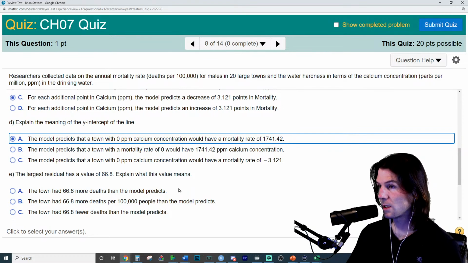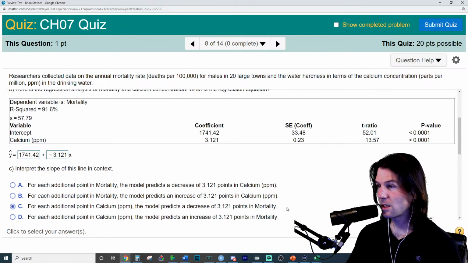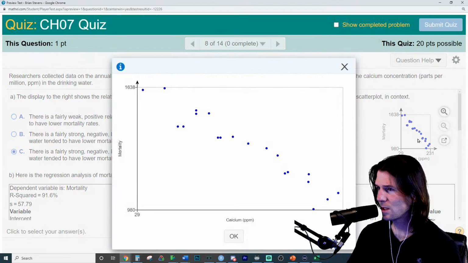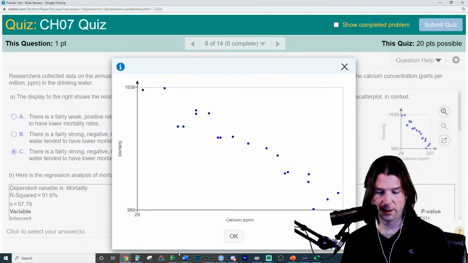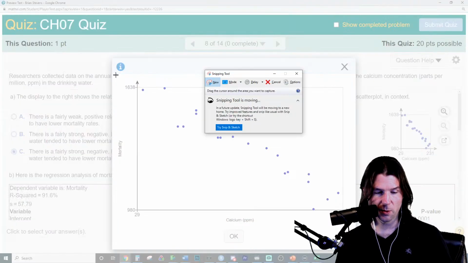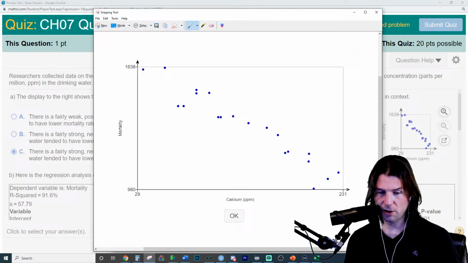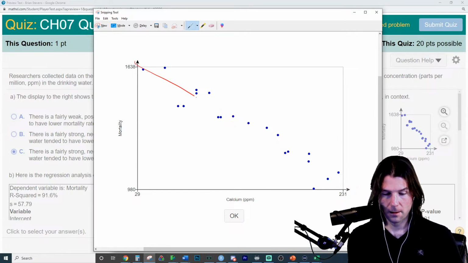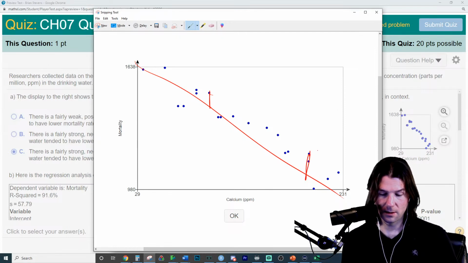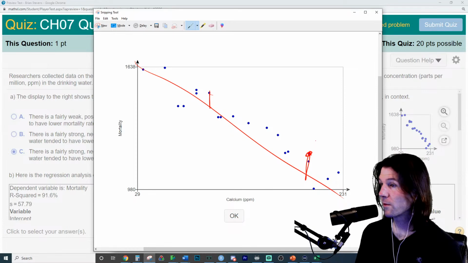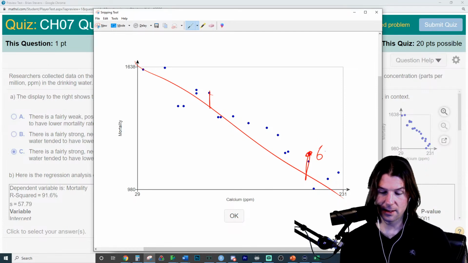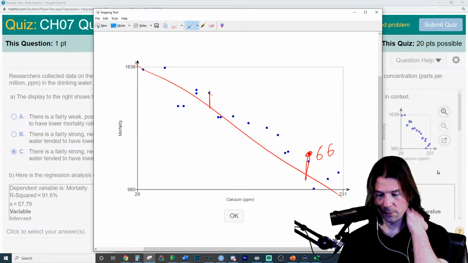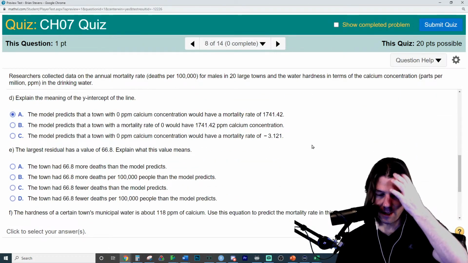The largest residual, which is the town we missed the most by, so it has a positive residual, and that's probably, it's hard to see which one that is. It's probably this one. If I had to guess which one is the largest residual, none of them are really bad. Now it's going to be this one. This one's the largest residual, just by virtue of the way I drew it. So it's saying this is something like 66. And with that being 66 right there, that means it's above.